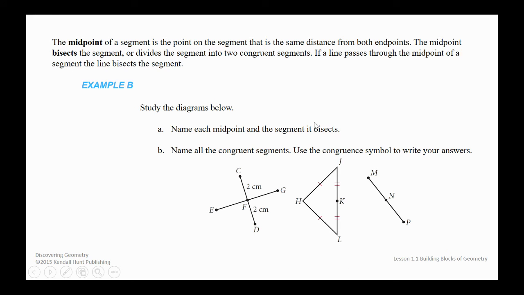So if we take a look here, I want you just to think about it for a second. Which of these segments are bisected? And how do you know?